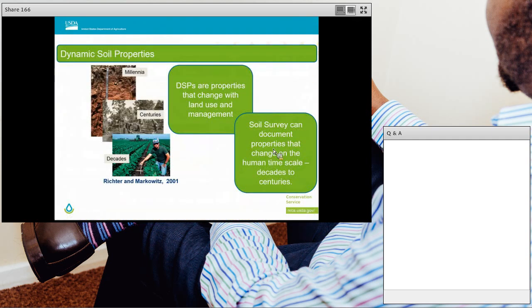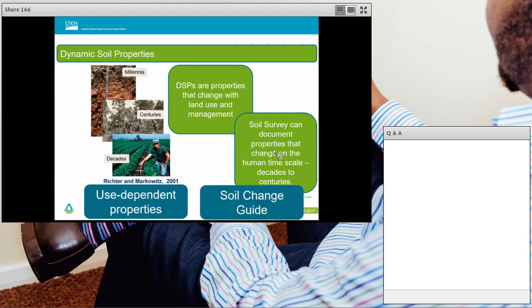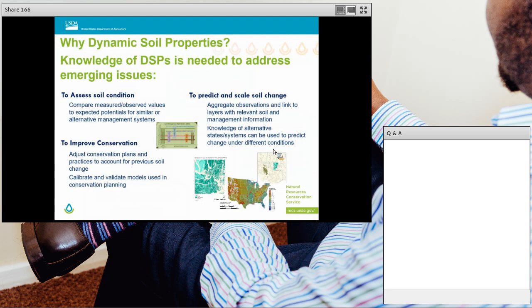There we go. Okay, so hopefully you've all heard of dynamic soil properties by now. Dynamic soil properties are properties that change with land use and management, and this could include things that we document in soil survey and things that people document for other reasons. In the past, these have been called use-dependent properties by people like Grossman, Deb Harms, and Kathy Seibold worked in this in the past. And then Arlene Toole and others, including myself, worked on the Soil Change Guide and really used the term dynamic soil properties in order to sort of formalize our concept.